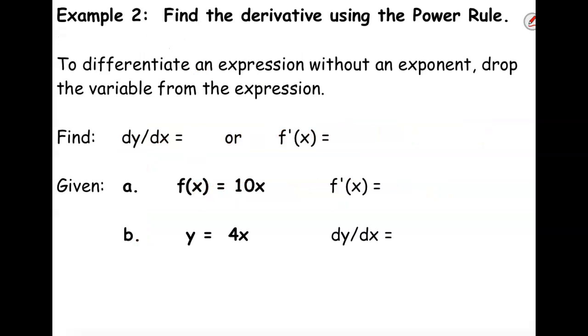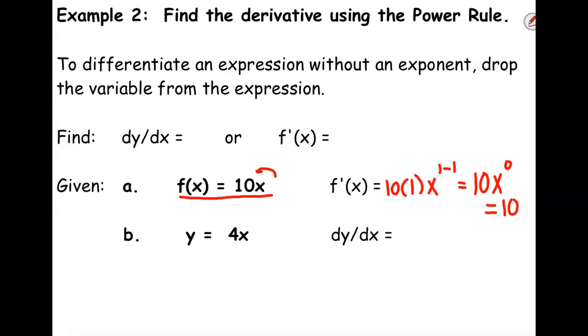All right, example 2, find the derivative using the power rule. We have 2 examples here. The first function is f of x equals 10x. We would bring the power down in front, which is still just 1, and then you would subtract 1 minus 1. So we get 10x to the 0 power. Anything raised to the 0 power is 1. So your answer is 10.